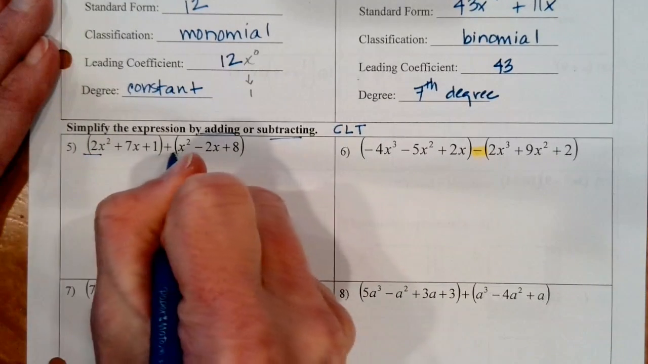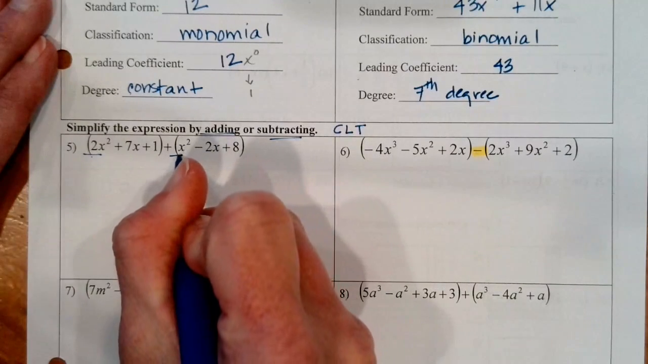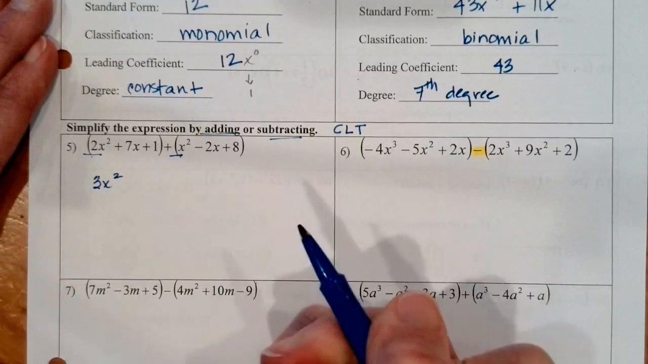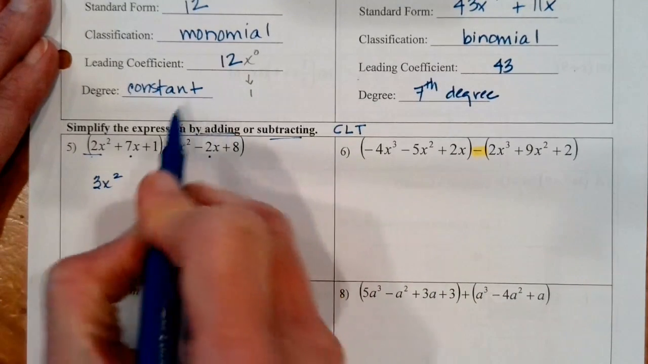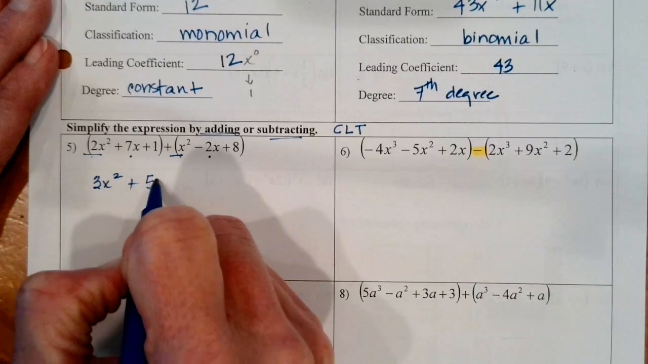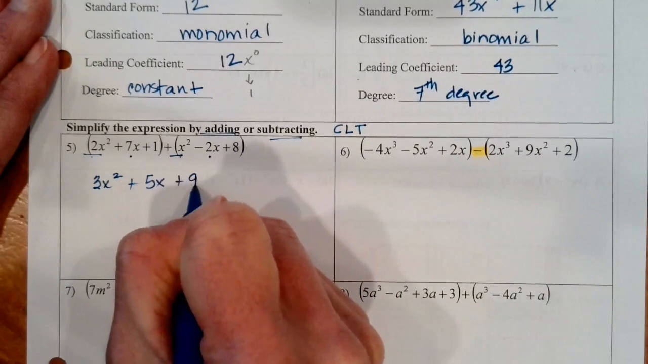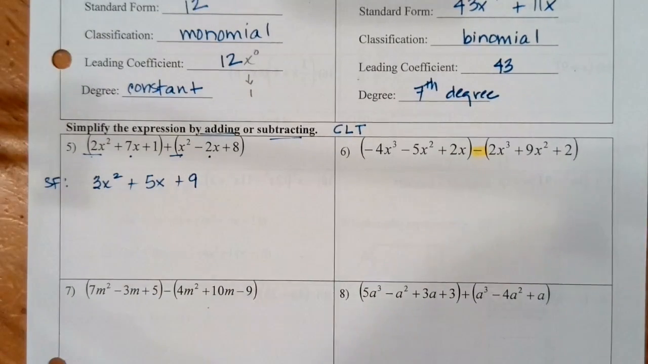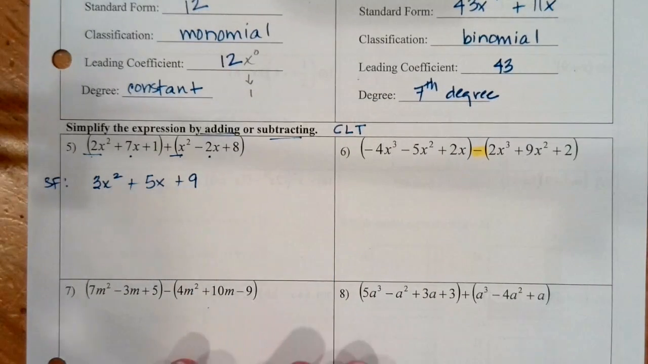So you're going to look for same variable, same power. If I have 2x squareds here and 1 here, that's going to give me 3x squareds. If I have 7 x's and somebody takes 2 of them away, I'm left with 5 x's. 1 plus 8 is 9. So this is standard form because I've combined all like terms and nothing else can be simplified or combined.